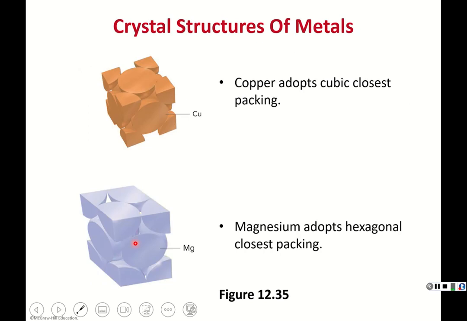Pure metals tend to adopt more regular packing structures. And so copper adopts this cubic close packing, or face-centered cubic. Magnesium is very similar, except it's hexagonal. Okay, again, those differences between the two, how they differ, is not important in this class.